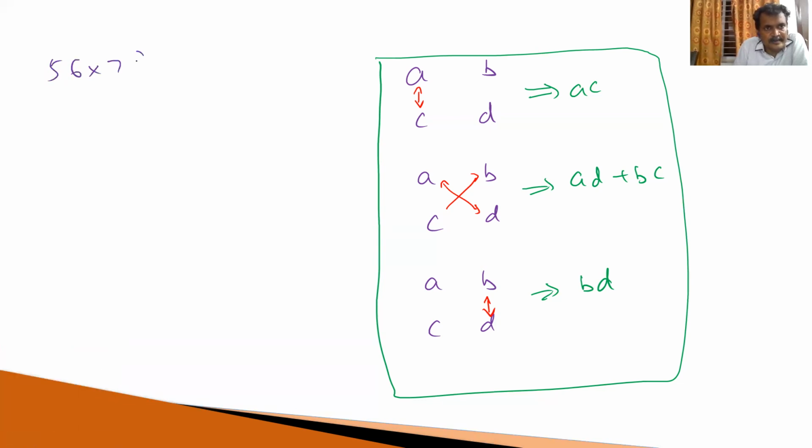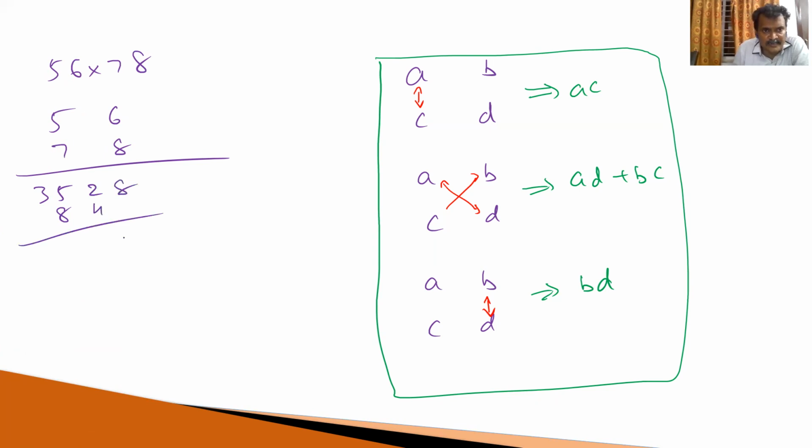56 into 78. 5, 6, 7, 8. 5 7s are 35. 5 8s are 40, plus 7 6s are 42. 40 plus 42 is 82. 8 and 2. 6 8s are 48. So what is the answer?